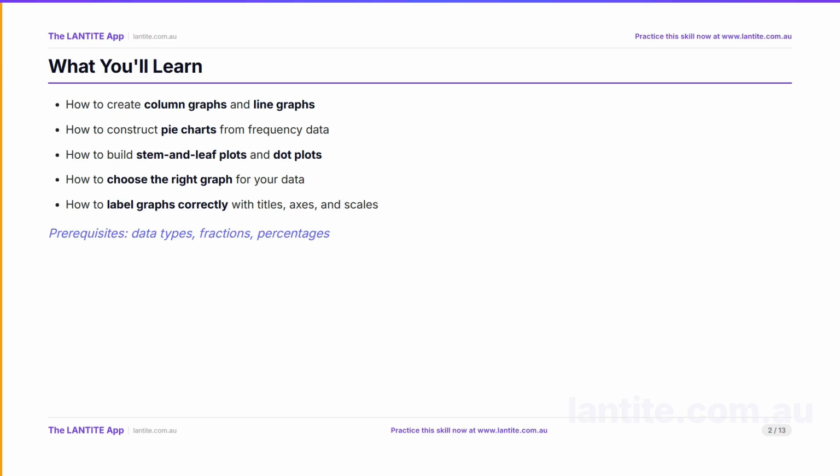By the end of this lesson, you'll be able to create the 5 most common graph types, choose the right one for a given dataset, and label everything correctly. Proper labeling is essential on the LANTITE. You might be asked what's missing from a graph or what makes it misleading. Let's start with the basics of good graph construction.